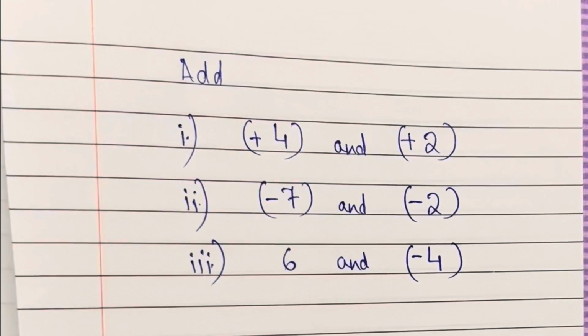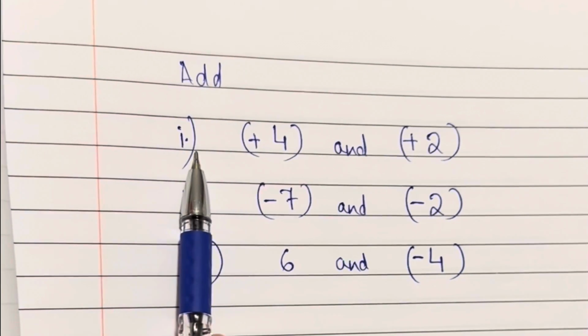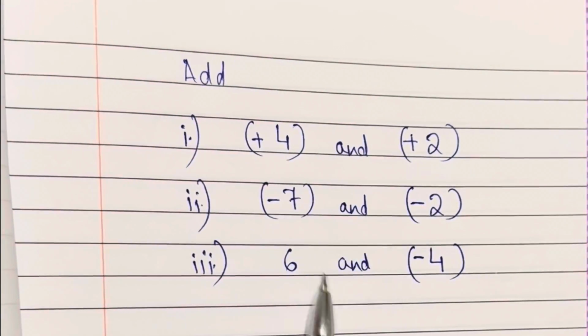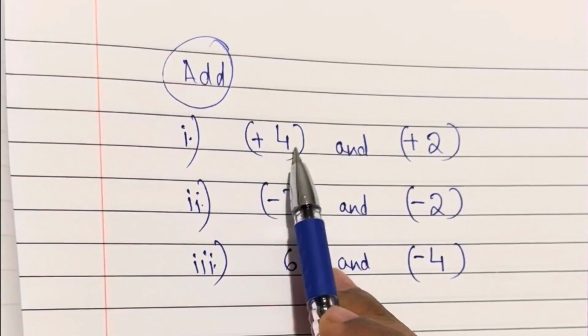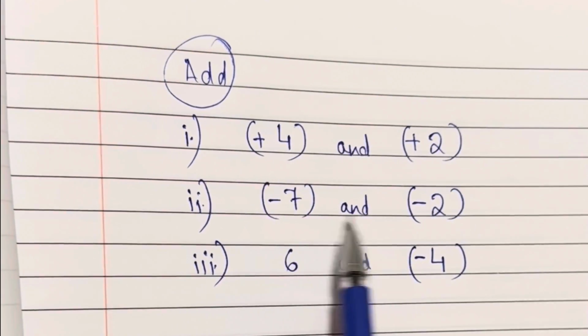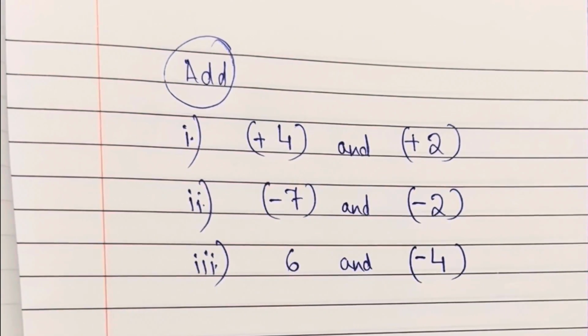Simple. Okay, so now as homework, please do these 3 questions. That is plus 4 and plus 2. The operation is addition. Plus 4 and plus 2. Then minus 7 and minus 2. Then 6 and minus 4. Comment down the answer below.